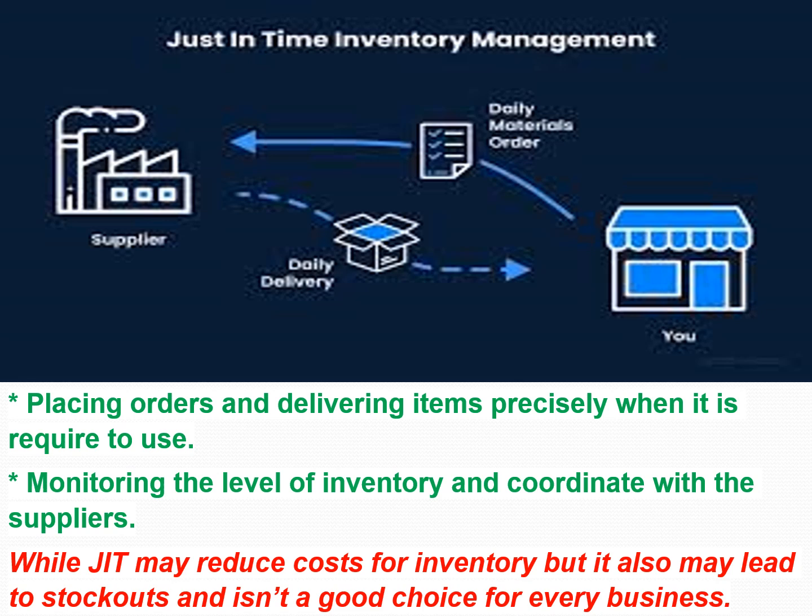Another very famous inventory management technique is just-in-time inventory, which is called JIT. JIT inventory is a method of inventory management that helps reduce the amount of inventory by only placing orders and delivering the items precisely when they are required for use. In order to achieve this, it is very necessary to monitor the level of inventory and coordinate with the suppliers. While JIT may reduce inventory cost, it may also lead to stockouts, and it isn't a very good choice for every business.